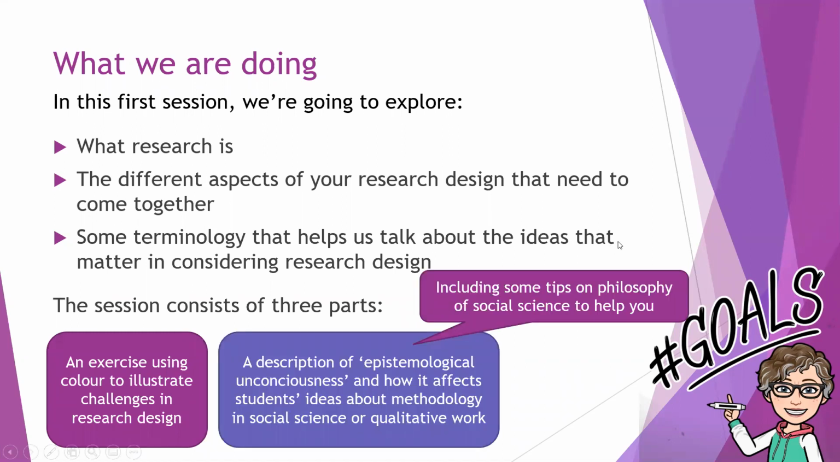We'll then look at what is called epistemological unconsciousness, i.e. the kinds of ideas about how knowledge is made and how it is trustworthy or not, and what we should do to produce trustworthy knowledge, and where these ideas might come from. In particular, how they affect students' ideas around methodology as it relates to social sciences and qualitative work.